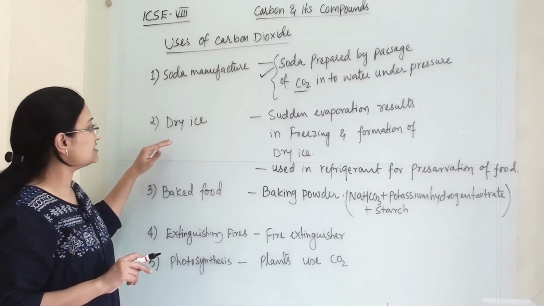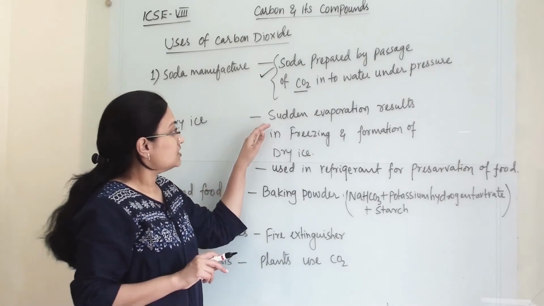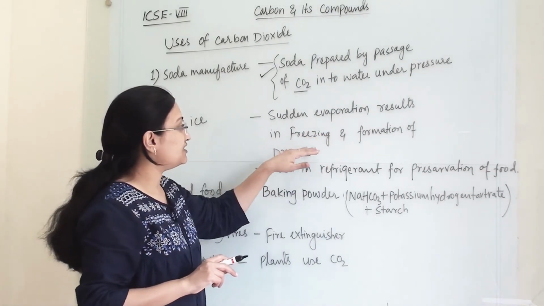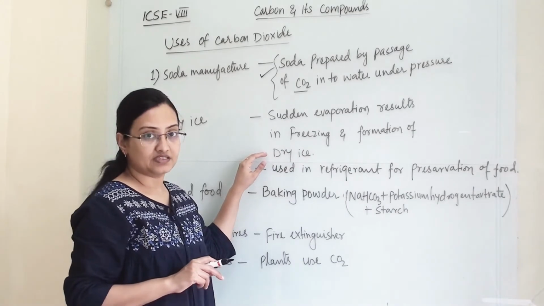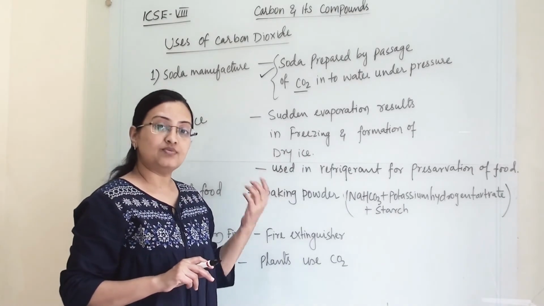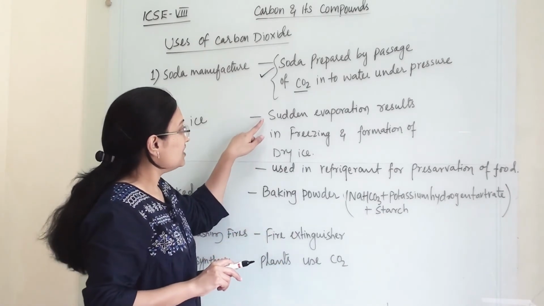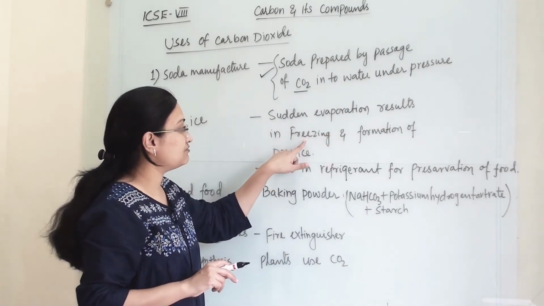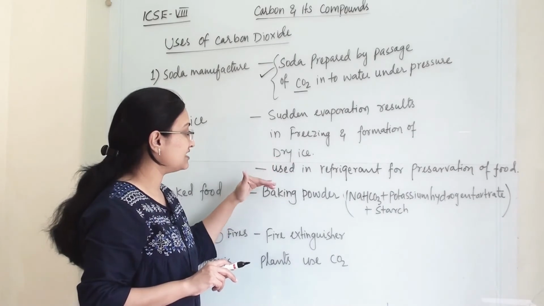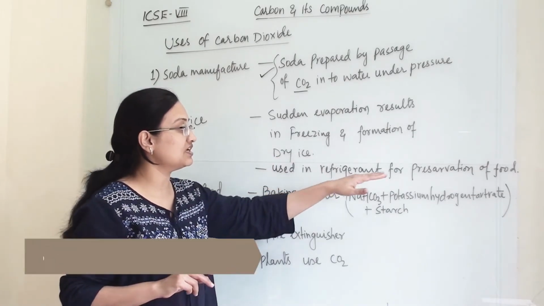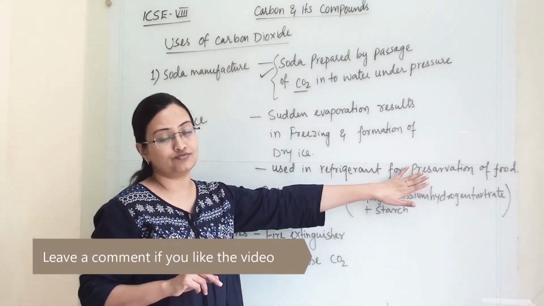Now second is dry ice. Sudden evaporation results in freezing and formation of dry ice. Carbon dioxide freezes very easily compared to water. So the sudden evaporation results in freezing and formation of dry ice. That's why it is used as a refrigerant and for preservation of food.